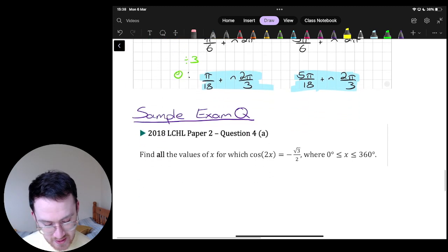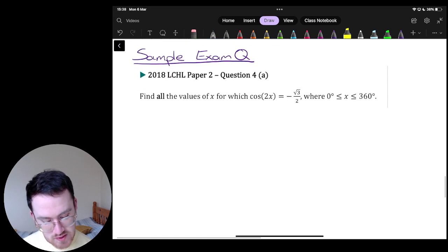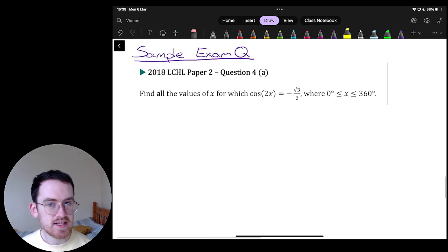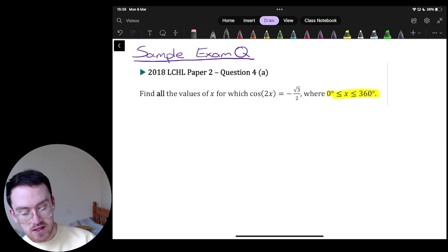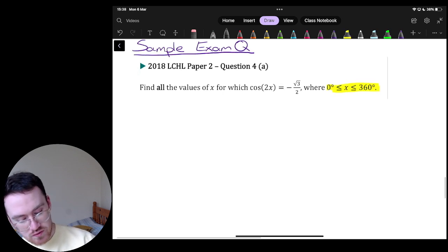Let's apply this to another one of the questions. We're looking at a sample exam question: find all the values of x for which cos 2x is equal to minus root 3 over 2. We're finding all the values within a particular range, and our range of values is 0 to 360. So let's have a look at the question. First of all, my answer is negative.